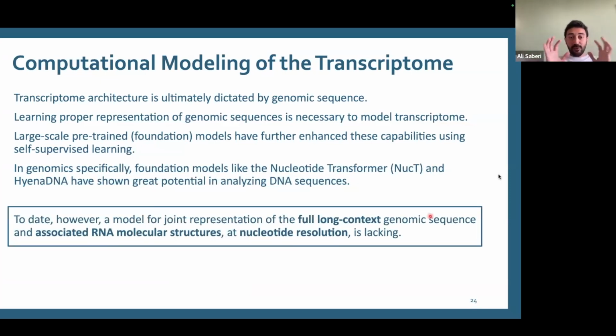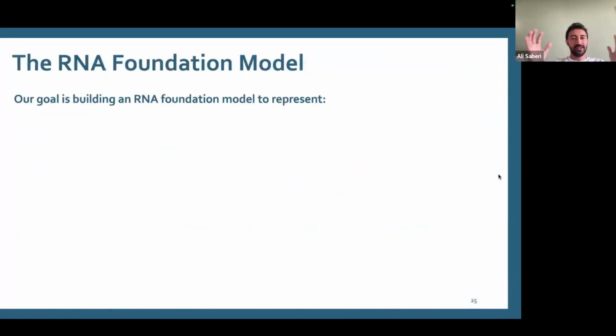A model for joint representation of, first, the full long context genomic sequence. This is something that we're trying to expand our resolution on. Second, the associated RNA molecular structure, which means the exonic and intronic architecture, at nucleotide resolution, which is lacking. So this is where my model comes in. So this is my project.